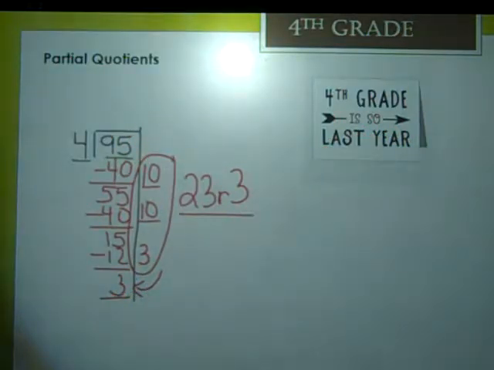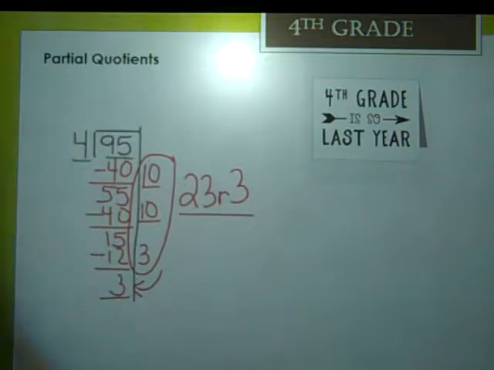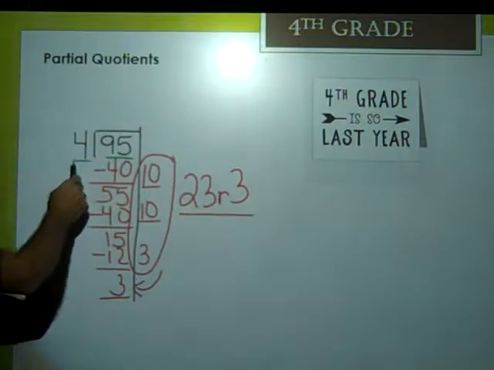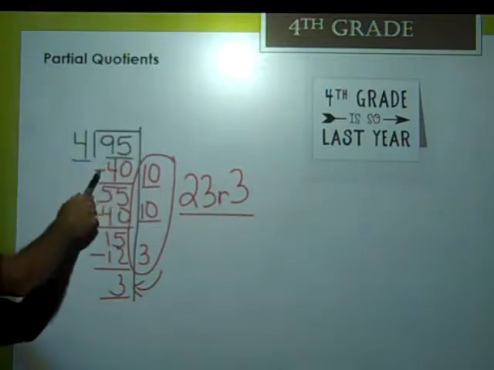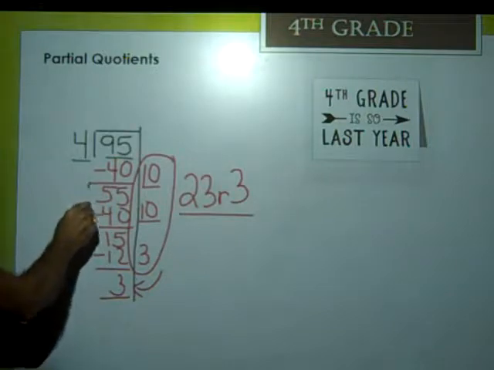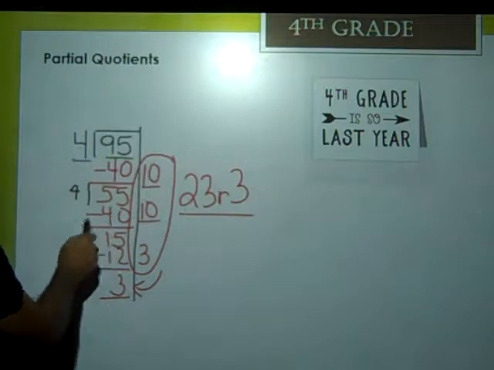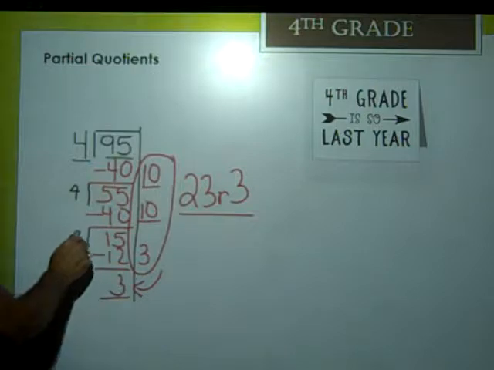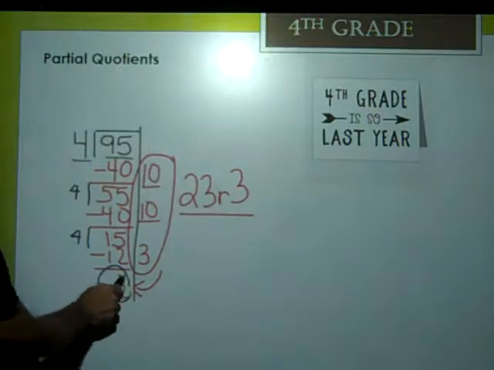Last year you guys did partial quotients, and in 5th grade we're not going to do partial quotients anymore. Remember, if I had 95, I want to make groups of 4. If I take 10 groups of 4, that gives me 40. If I subtract that, 95 minus 40, I get 55. How many groups of 4 can I make from 55? Let's try 10 more groups. 10 more groups gives me 40 more. Subtract that, now I've got 15. How many groups of 4 can I make from 15? 3 groups of 4 gives me 12. Subtract that, I've got 3. I can't make any groups of 4 from 3, so then 3 becomes my remainder.